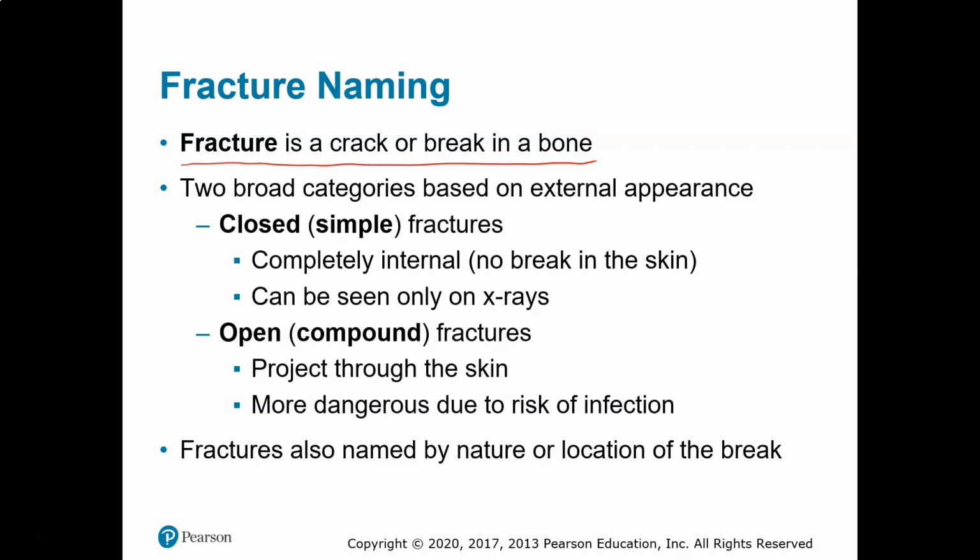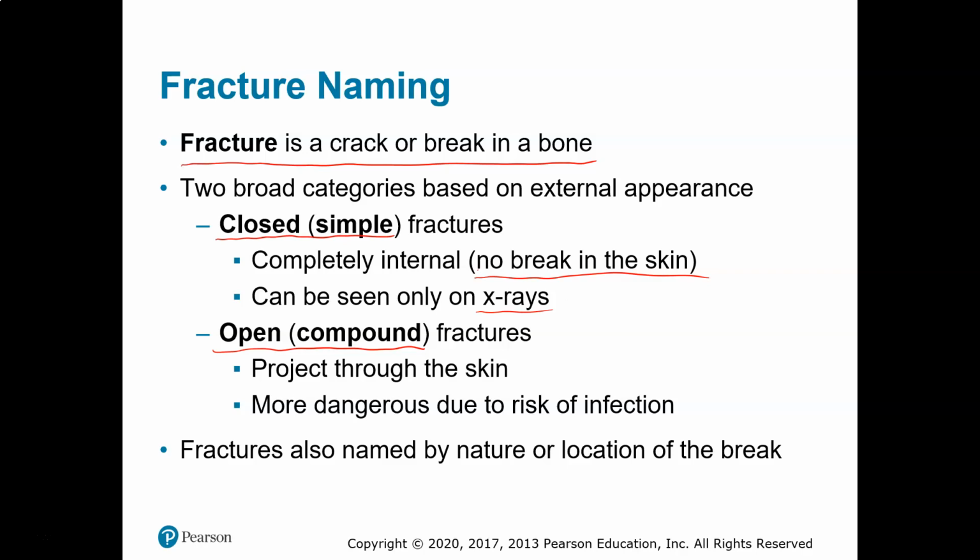There are two categories of fractures: closed fractures and open fractures. Closed fractures can also be called simple fractures, and open fractures can be called compound fractures. If it's a closed fracture, when the bone breaks, it does not break through the skin, and the only way you can see the fracture is by an x-ray. So there is no break in the skin, and you can only see the fracture through an x-ray image.